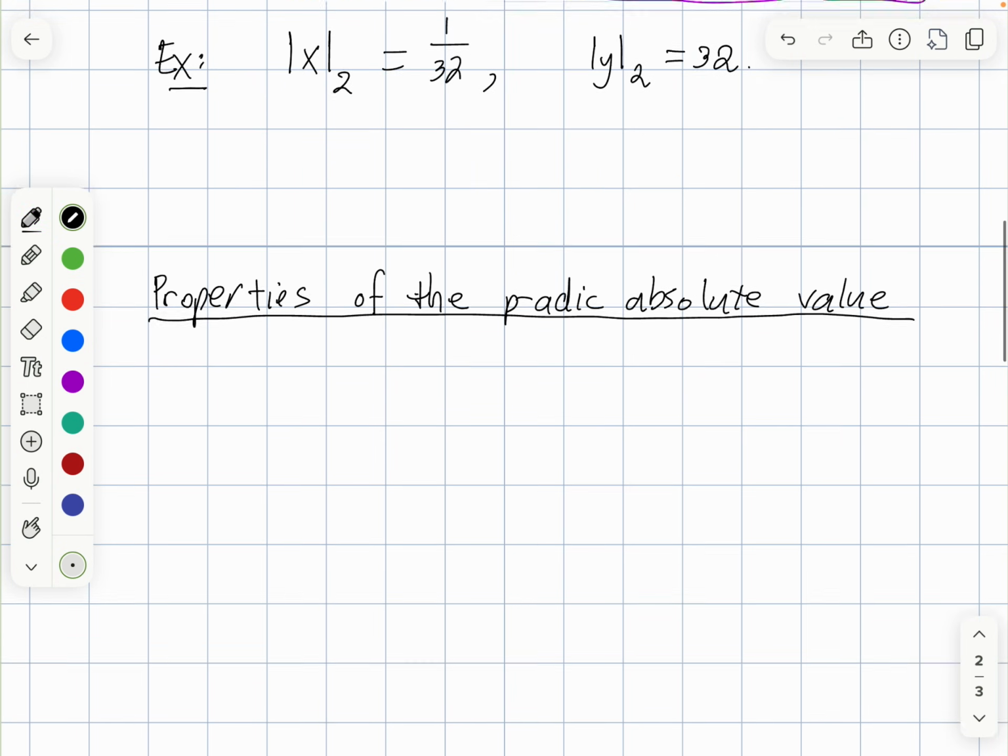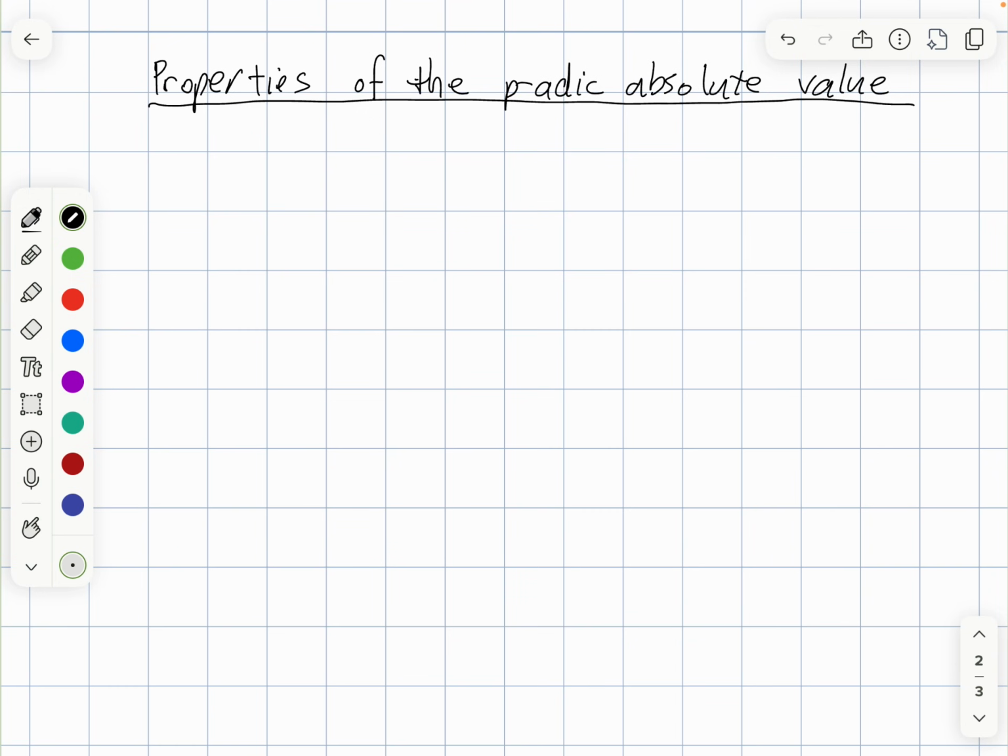And in this video, we're going to look at some properties of the p-adic absolute value. We'll see that it has properties that are a lot like the regular absolute value. So first of all, property 1, which is immediate from the definition, is that the p-adic absolute value of a rational number is greater than or equal to 0, and that the p-adic absolute value is 0 if and only if x is equal to 0. So number 1 follows immediately from the definition.